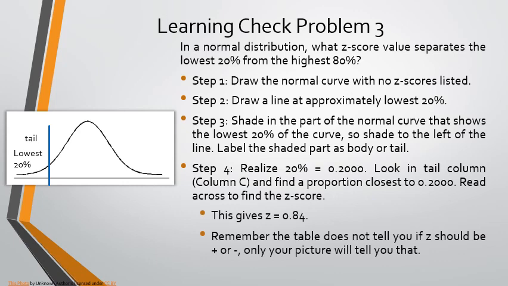And remember again, the table doesn't tell you if z is positive or negative. Only the picture will tell you that. In this case, the answer is the z-score of negative 0.84 separates the lowest 20% from the highest 80%.